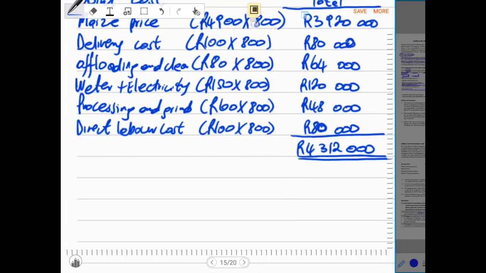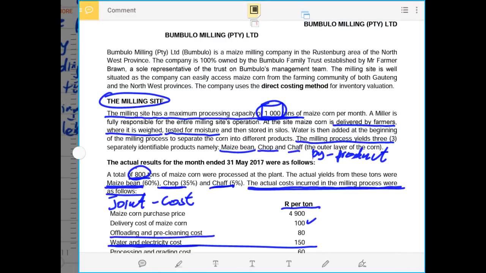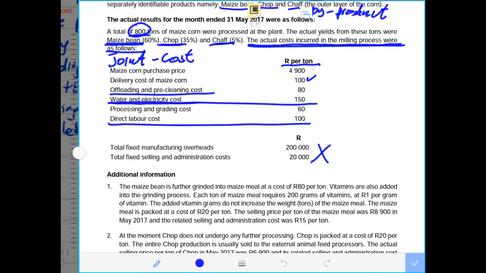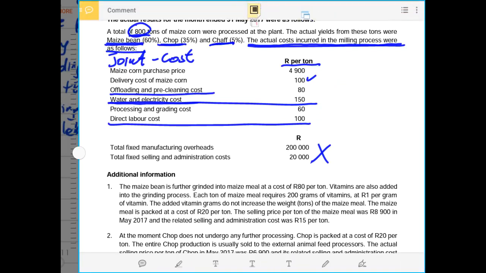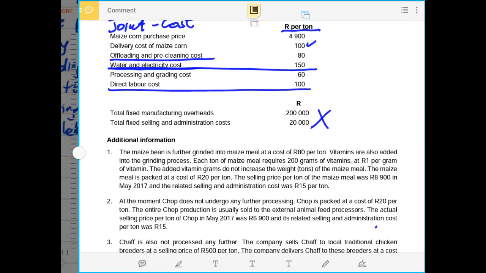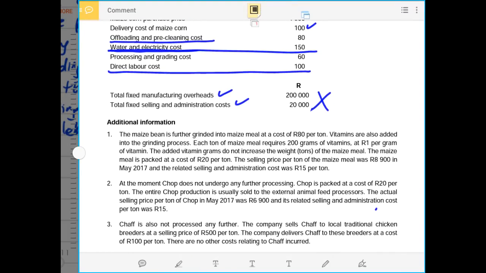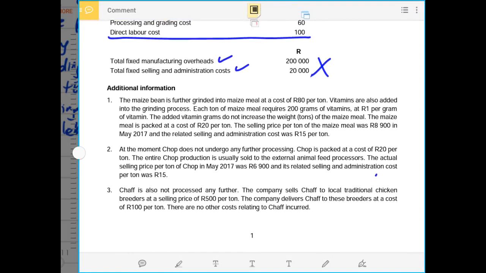Very important to identify your joint cost and be able to calculate all your joint costs. In this case, it was very easy. You could have just taken the total of all of them and multiplied this by the number of units that were processed. And in this case, we only processed 800 units, although the maximum capacity is 1,000 units. And now we are given our fixed overheads and our fixed selling cost. Then let us proceed to the next information.